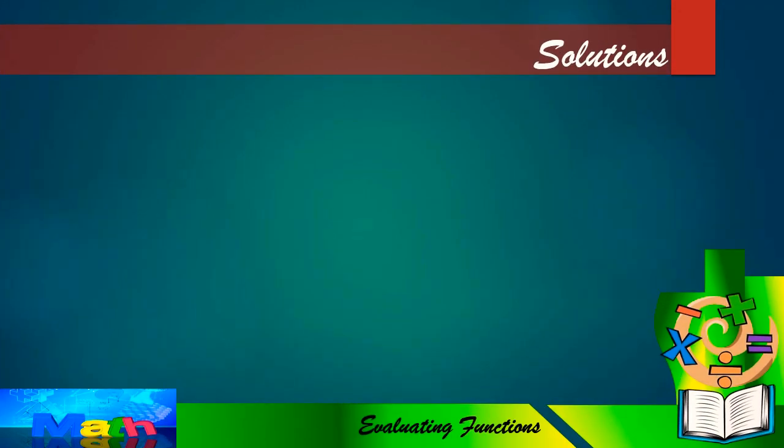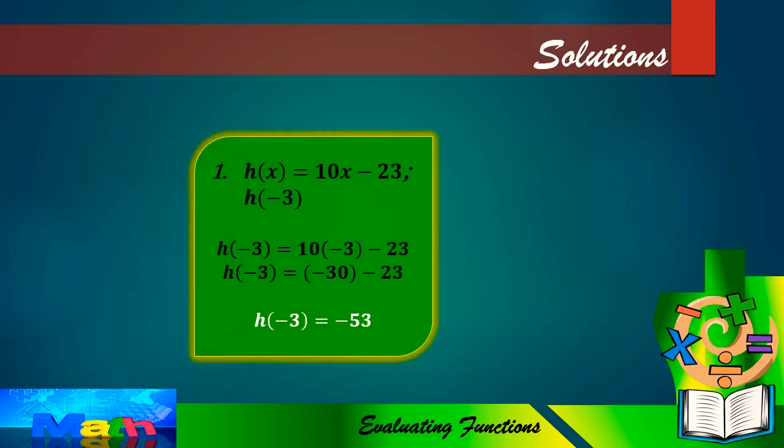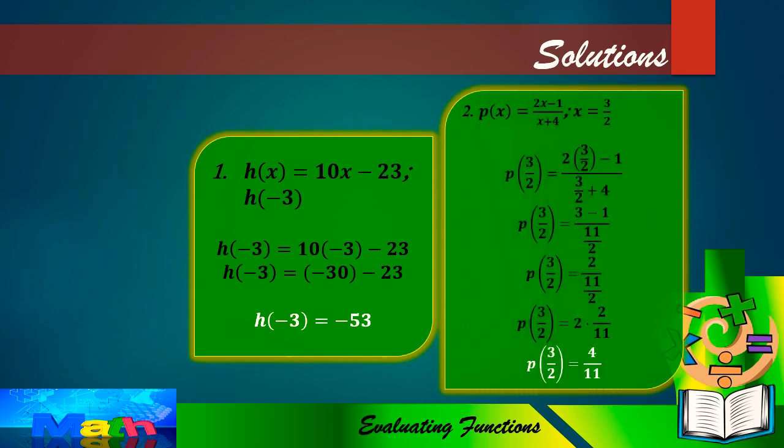Now, it's time to check your work. If your answer in number 1 is h of negative 3 equals negative 53, then you arrived at the correct answer. Likewise, if your answer in number 2 is p of 3 halves equals 4 over 11, then your answer is correct. If you got both correct answers, then you're doing a great job. Excellent.